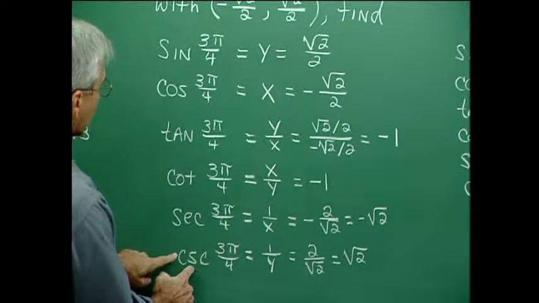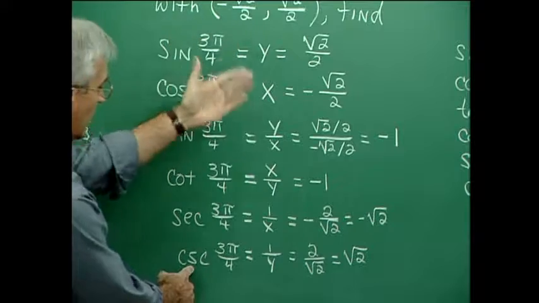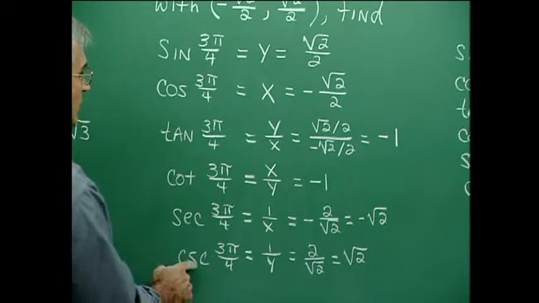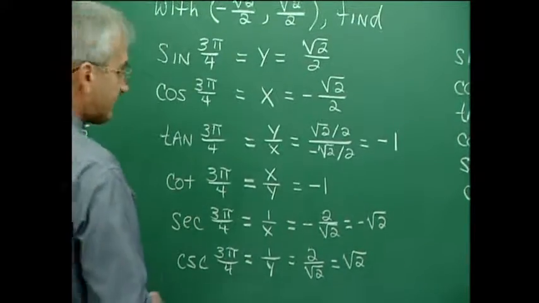All right, the cosecant is the reciprocal of sine, and once again, you just flip that fraction over, rationalize, and you get the square root of 2. All right, so that's the idea.